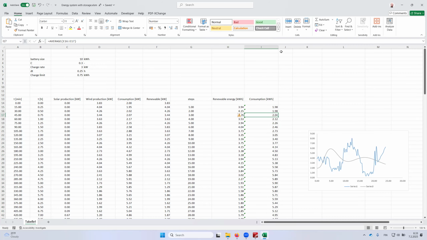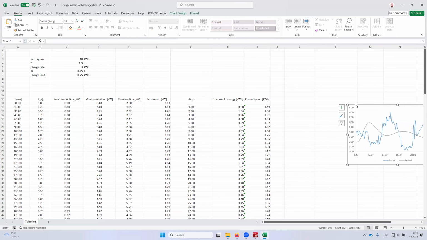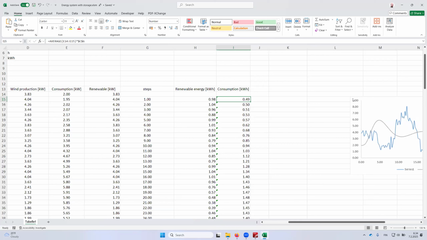And actually, since we're calculating energy, we're going to have to multiply this one with the time step. So let's dollar that. And for here as well, so times time step. You can see that it's 4 times less because we only used a quarter of an hour. Okay, so now renewable energy is being produced during the first time span. It's going to be produced this amount, and the consumption is going to be this amount.